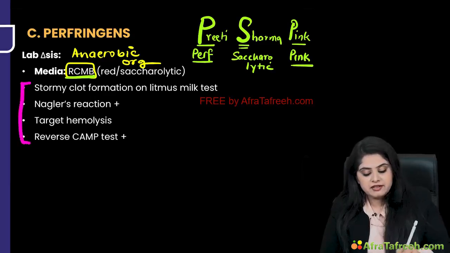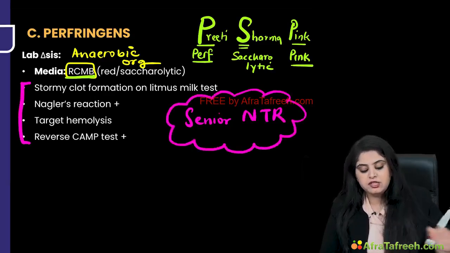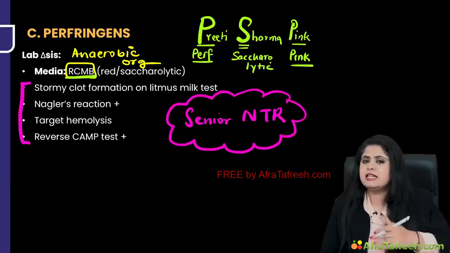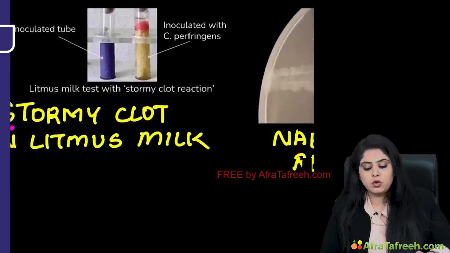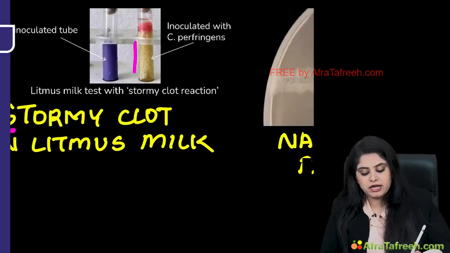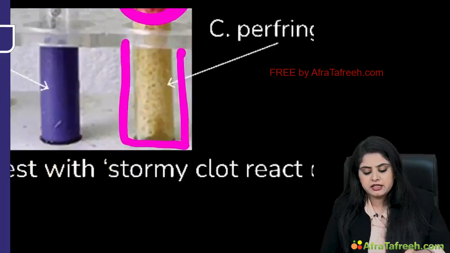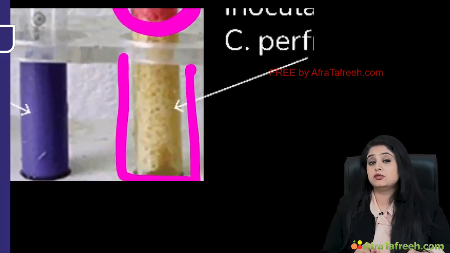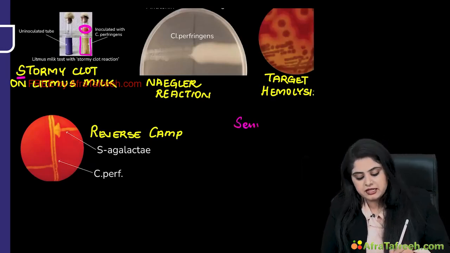Beyond that, we had a very famous mnemonic known as senior NTR. Clostridium perfringens shows senior NTR. What is senior NTR? Let us directly look at the pictures. We have a collage here. So in senior NTR, what is S? We have stormy clot on litmus milk. They will show you some litmus milk, and you can see a lot of bubbles created, with a storm-like appearance. So stormy clot appearance on litmus milk. So the senior of senior NTR is done.